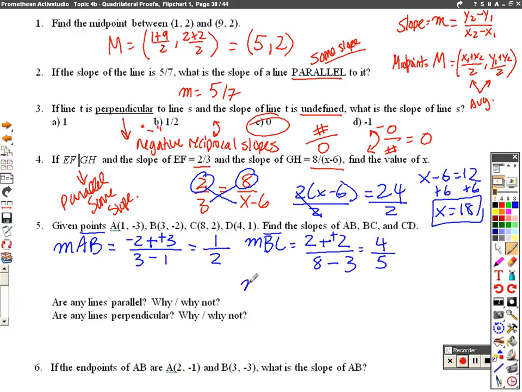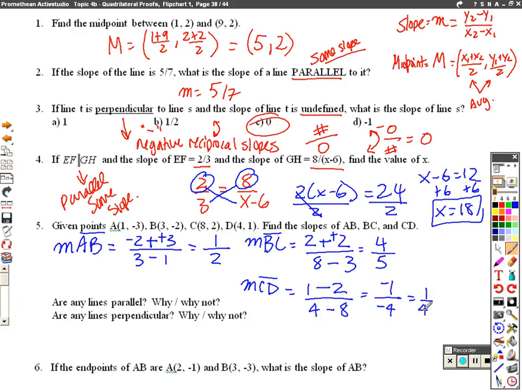Next one, slope of CD. Alright, so we've got y2, 1, minus y1, which is 2, over 4 minus 8. Okay, so we've got 1 minus 2, that's negative 1, over 4 minus 8, that's negative 4. That's the same thing as 1/4.